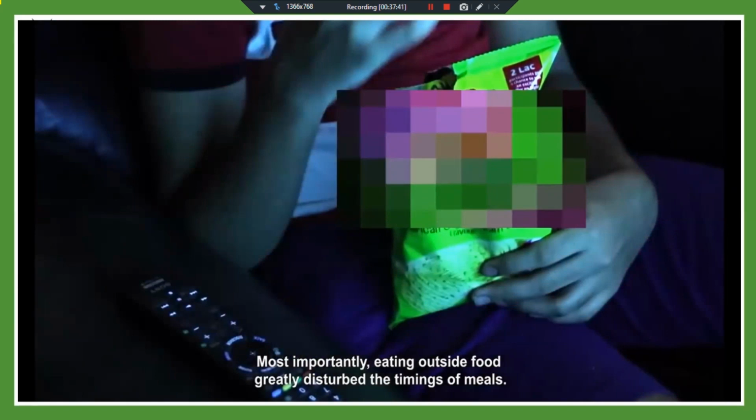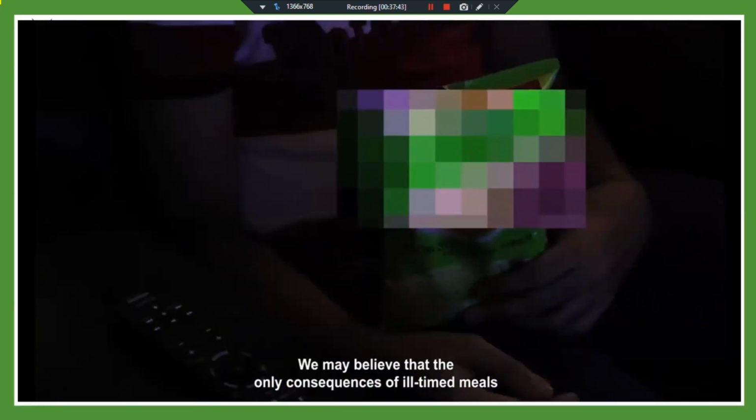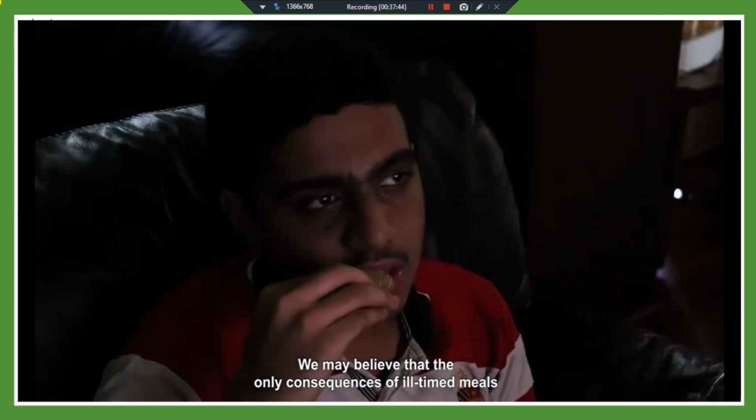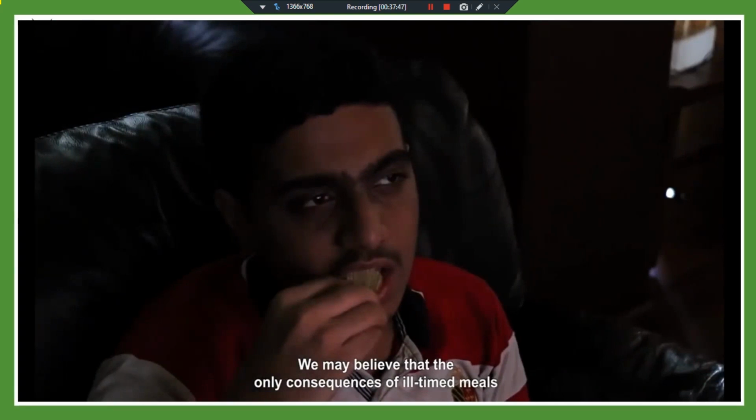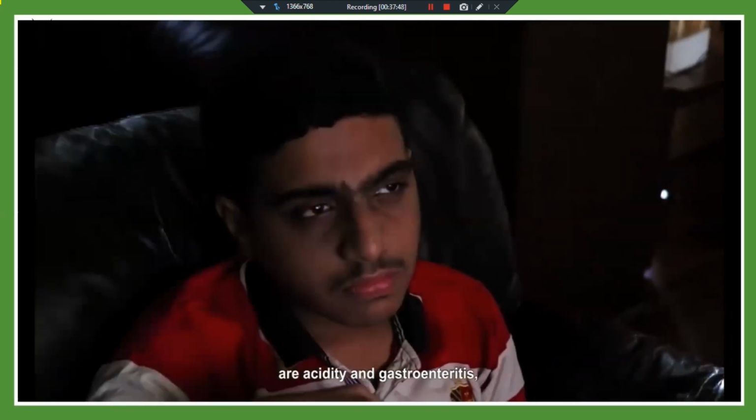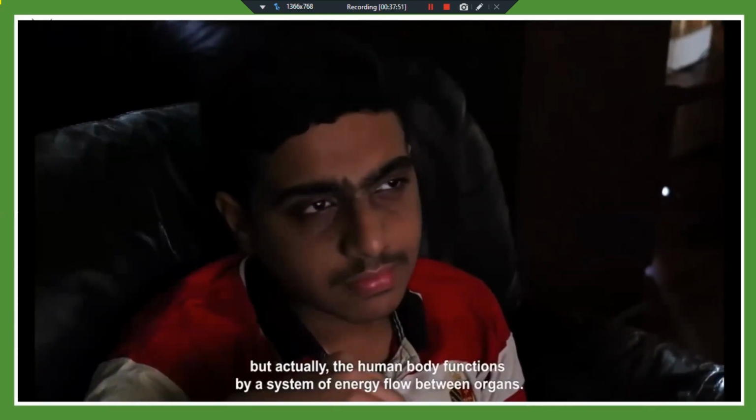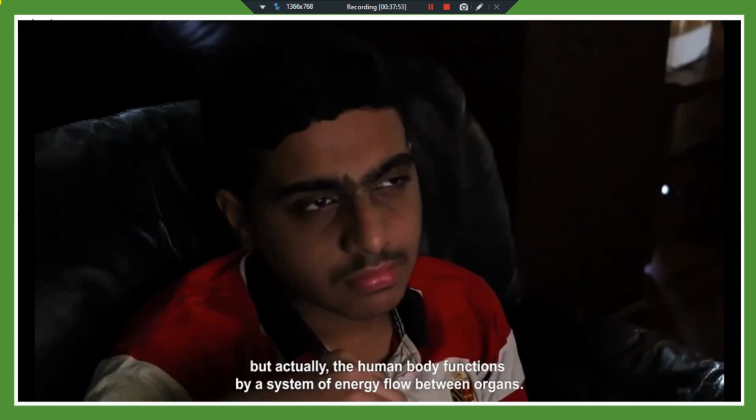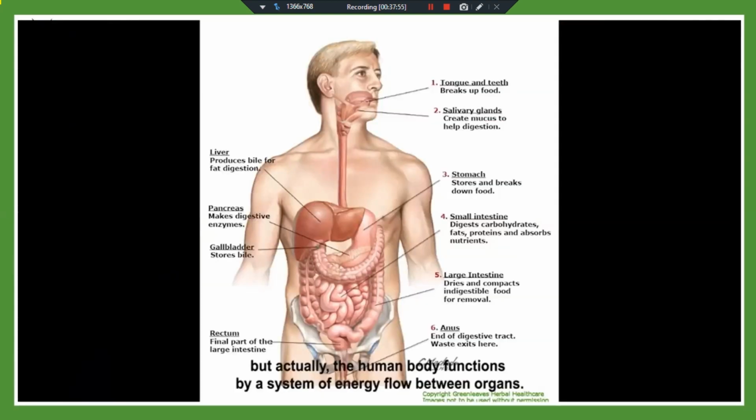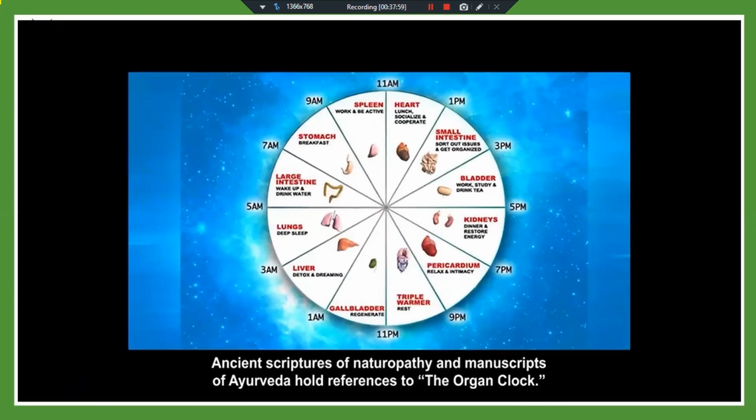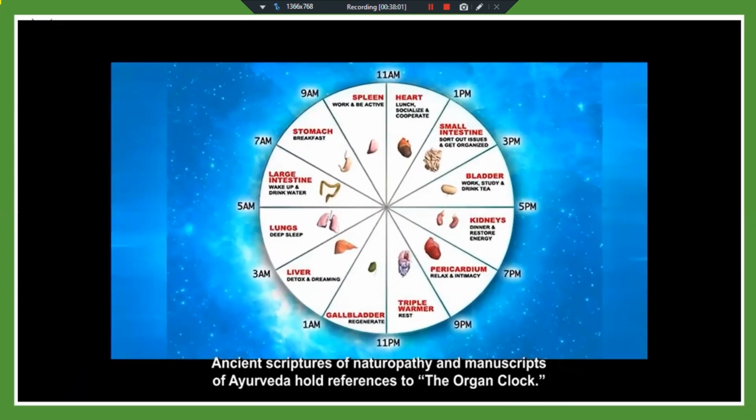We may believe that the only consequences of ill-timed meals are acidity and gastroenteritis, but actually, the human body functions by a system of energy flow between organs. Ancient scriptures of naturopathy and manuscripts of Ayurveda hold references to the organ clock.